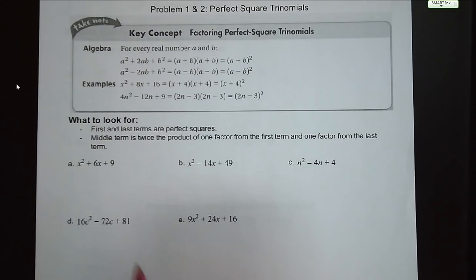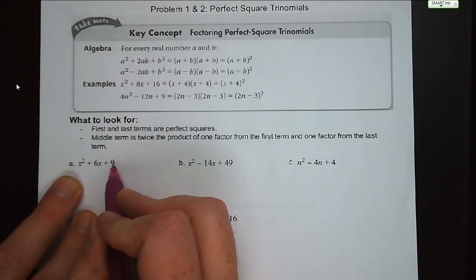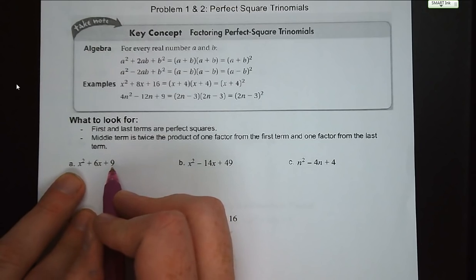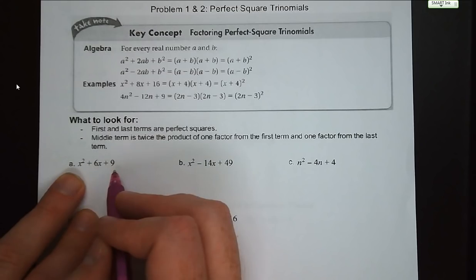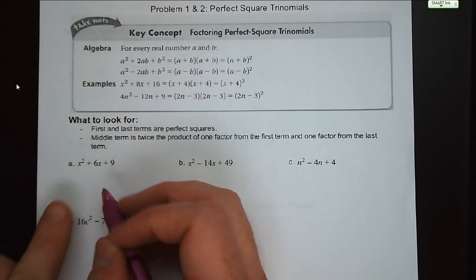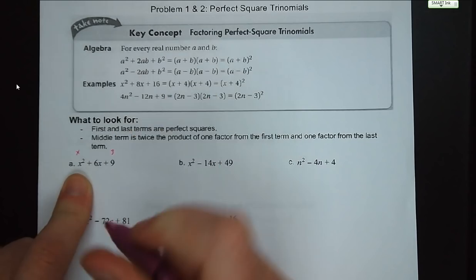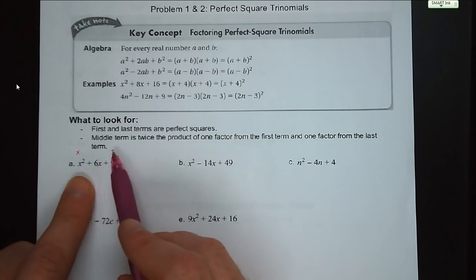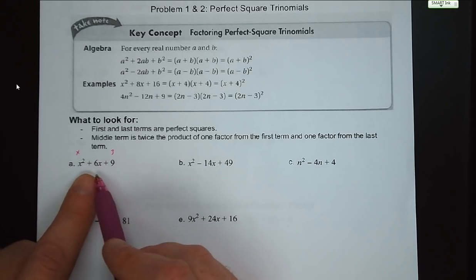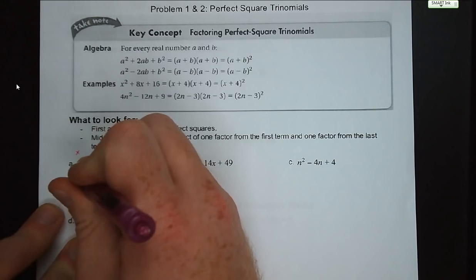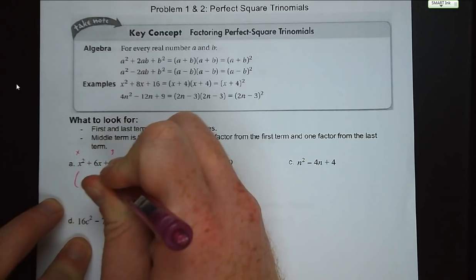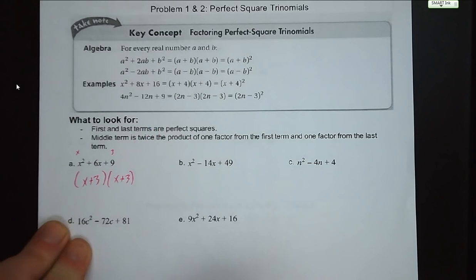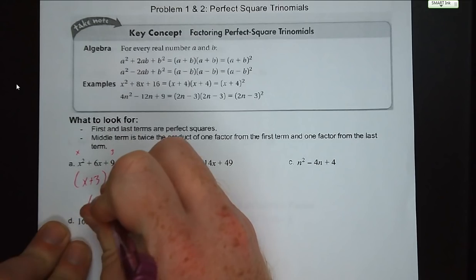Letter A, x squared plus 6x plus 9. Are x squared and 9 perfect squares? Yes, they are. X times x, 3 times 3. Now, if our factor there is x and our factor there is 3, is the middle term, 6x, twice the product of one factor from the first term and one factor from the last term? Well, it would be 2 times x times 3. 2 times 3 is 6, times x is 6x. That's what we have. So we have x plus 3 times x plus 3, or you could write this as x plus 3, the quantity squared.